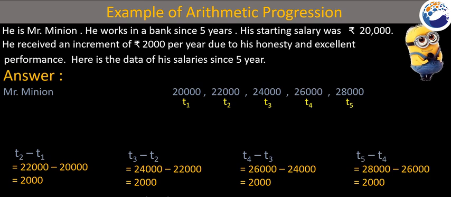Therefore, T2 minus T1 is equal to T3 minus T2 is equal to T4 minus T3 is equal to T5 minus T4. Here, the difference between consecutive terms is 2,000, which is constant. Therefore, Mr. Minion's salaries over 5 years are in arithmetic progression. Note, arithmetic progression is denoted by AP.